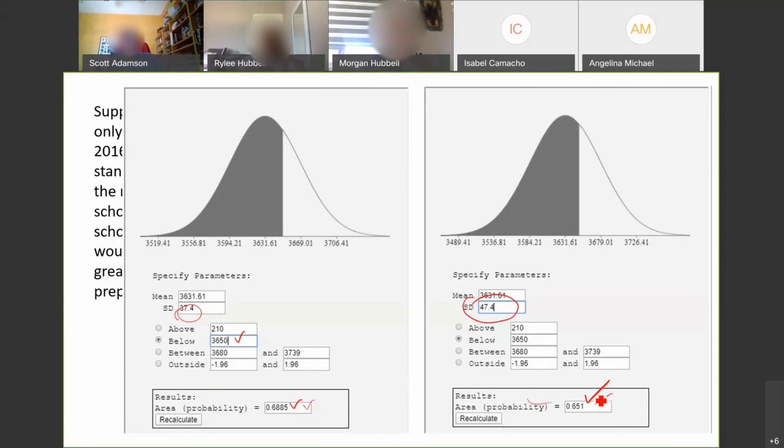I want you to play. Now you guys are going to use this app. It's not going to be heavily computational. Use this app to help you think through these things and practice just making sense of a normal distribution situation.